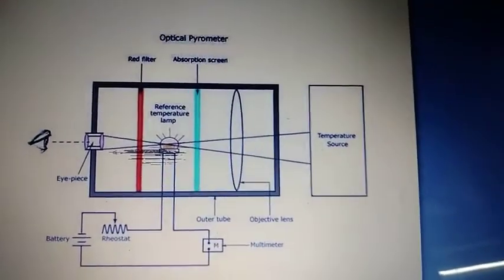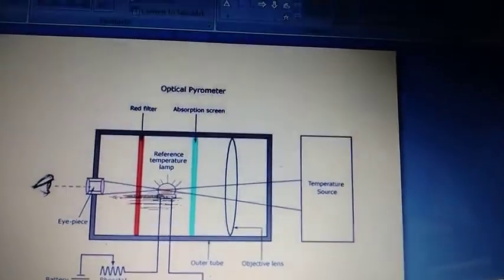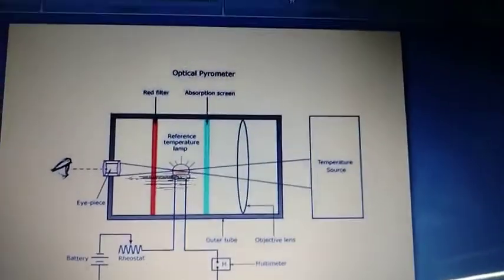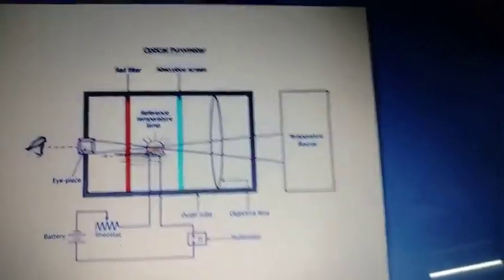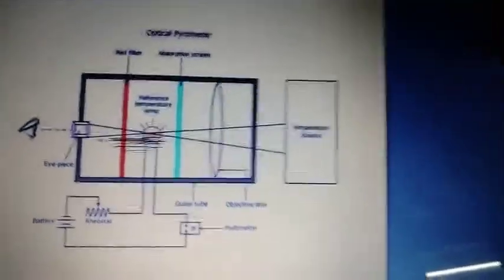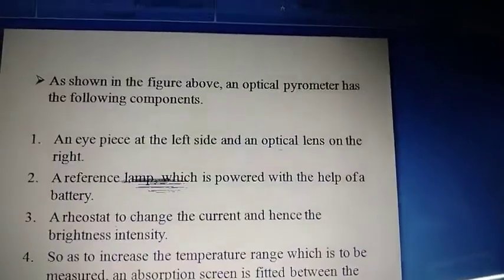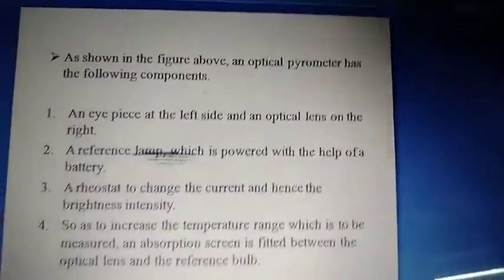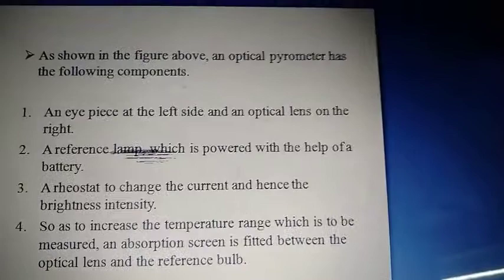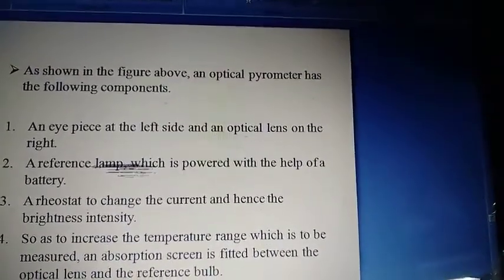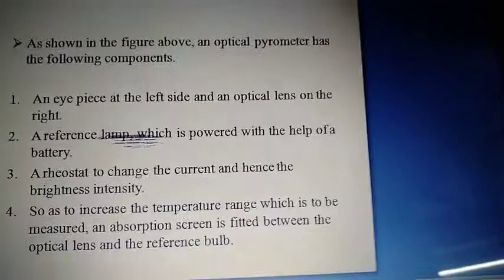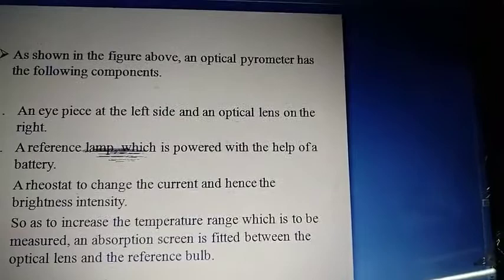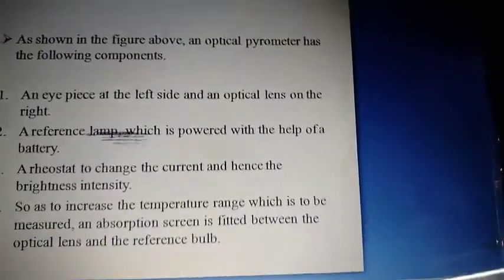Let's see the importance of each and every component. First, all of you draw the circuit diagram of this circuit arrangement. These are the main components of the optical pyrometer. As shown in the figure above, the optical pyrometer has the following components. At the left side of the diagram is the eyepiece, and an optical lens on the right side, and a reference lamp which is powered with the help of a battery. So the filament is connected to the battery system.